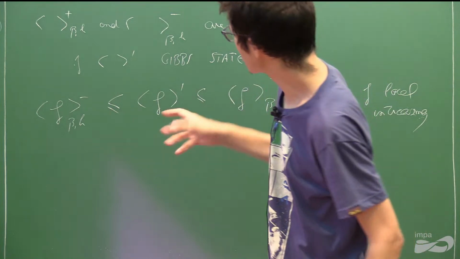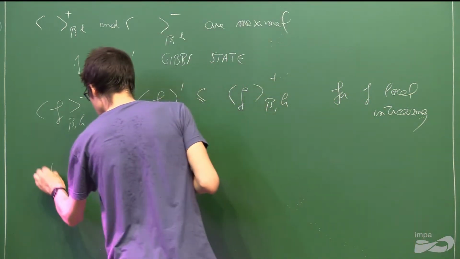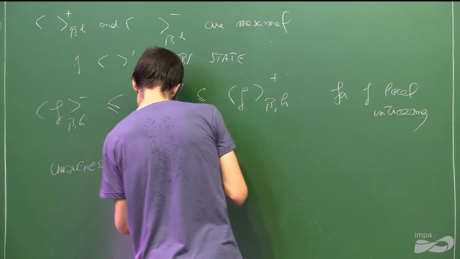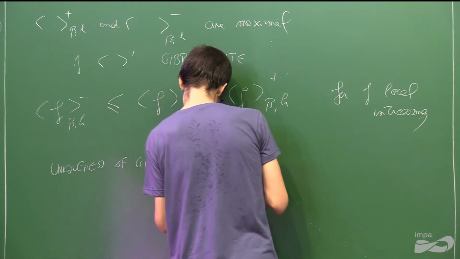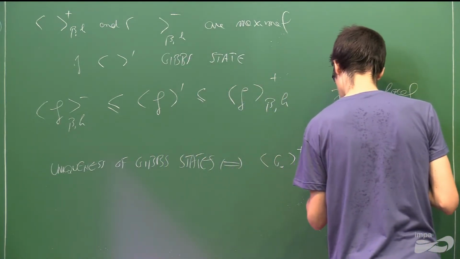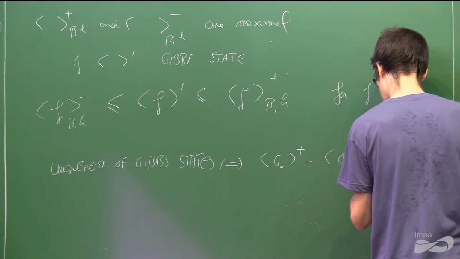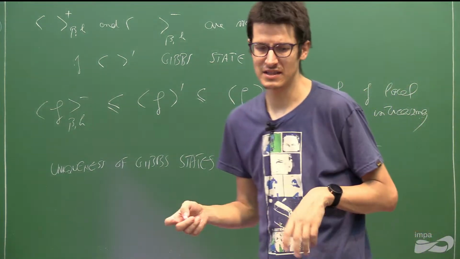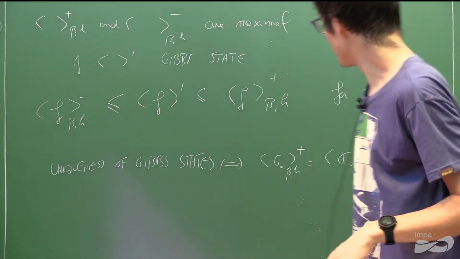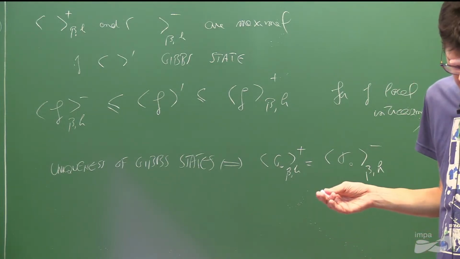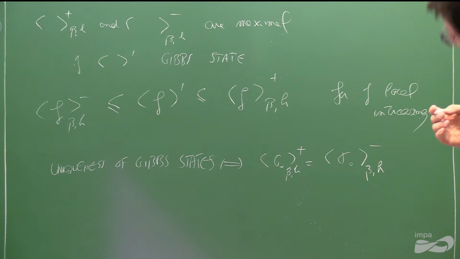So in particular, we have seen that because of this observation, we have uniqueness of Gibbs states, which is equivalent to this. Okay, so if the magnetization, the expected spin at 0, is the same under the plus and the minus Gibbs states, then there is only one Gibbs state.